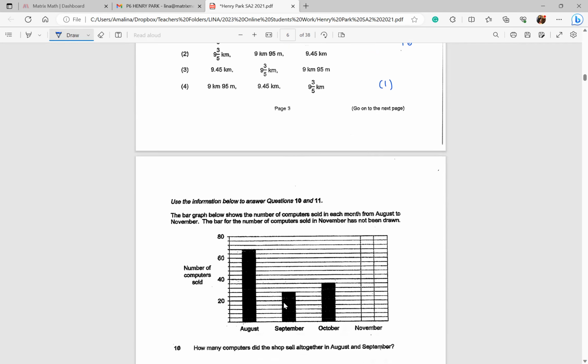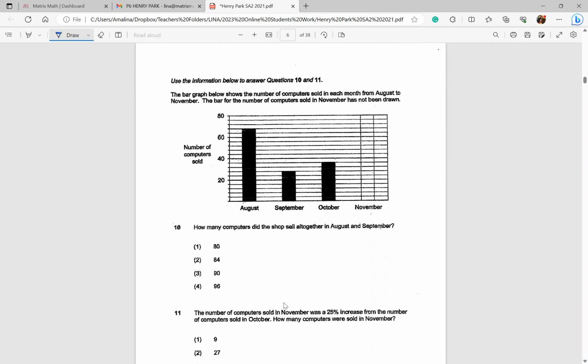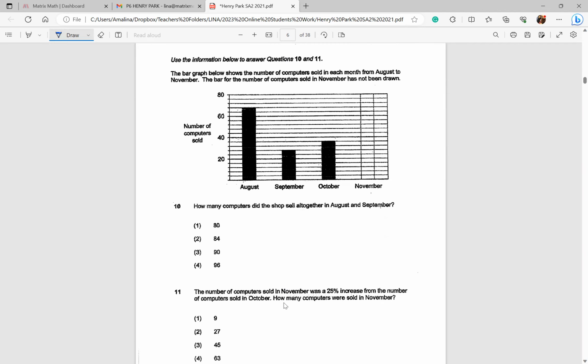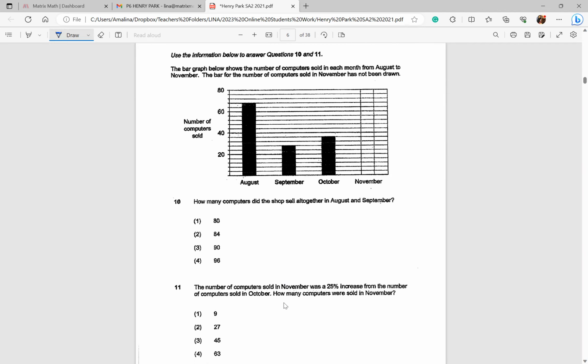Okay, question number 10. Question 10 and 11 is based on this bar graph. Now use the information below to answer questions 10 and 11. The bar graph below shows the number of computers sold in each month from August to November. The bar for the number of computers sold in November has not been drawn. Okay, so don't look at that line and think that November has 80 computers.